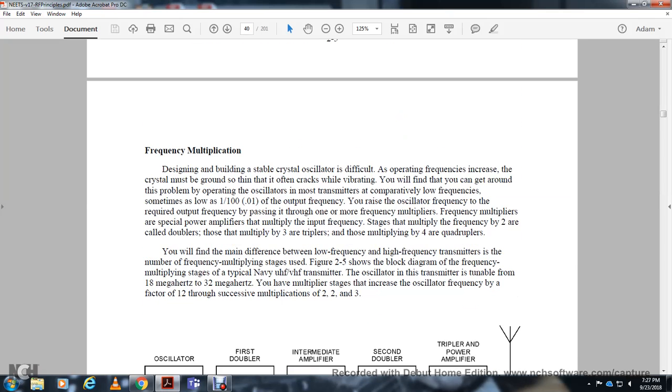Frequency multiplication. In designing and building stable crystal oscillators, it is difficult to increase the frequency of the crystal, because if the crystal is ground too thin it often cracks when it vibrates. You'll find that you can get around the problem with frequency multiplication. The oscillator operates at a comparatively low frequency, sometimes 1/100 of the output frequency of the transmitter. The oscillator output is passed through one or more frequency multipliers, special amplifiers that multiply the input frequency. Stages that multiply by 2 are called doublers, those that multiply by 3 are triplers, and those that multiply by 4 are quadruplers.